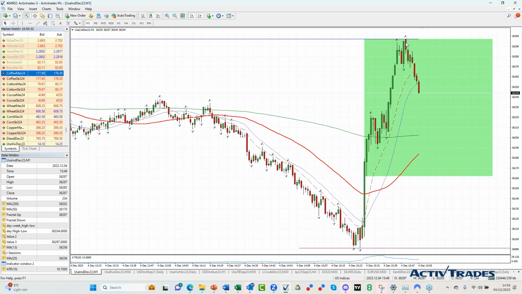So, almost 180 points in the first 15, 20 minutes. It's quite a big shift in a move. That's kind of looking to shift its way over now.